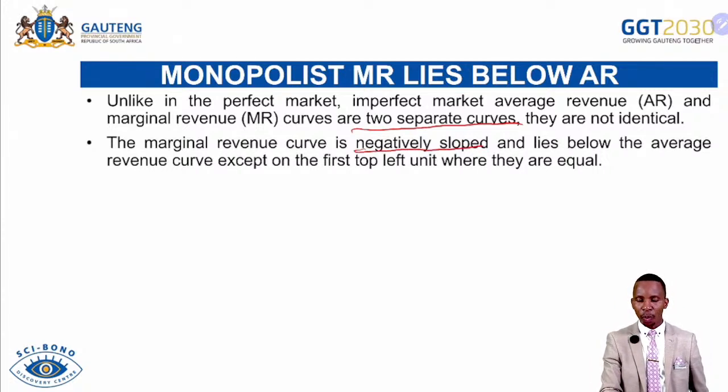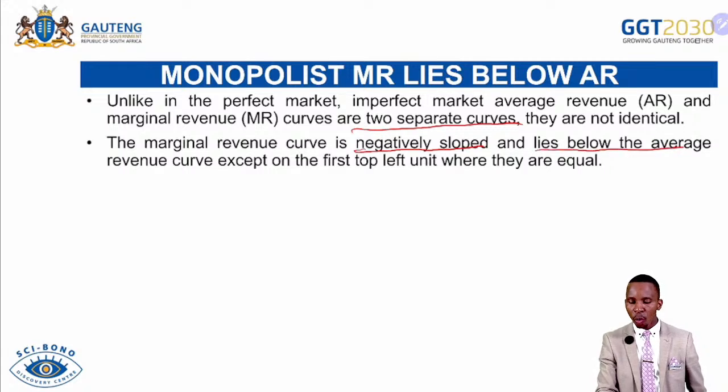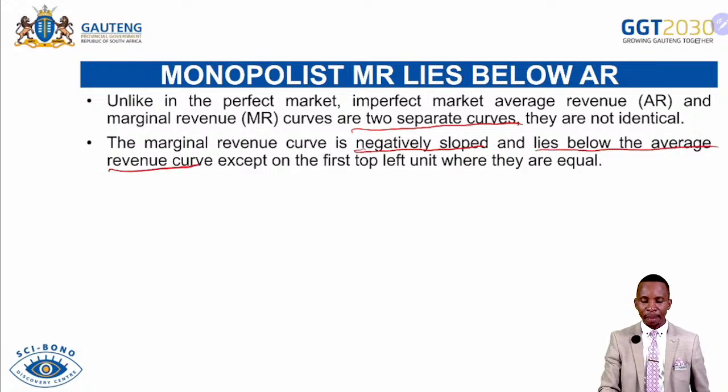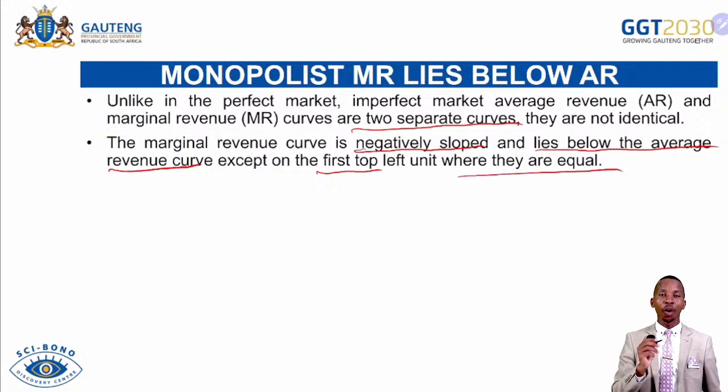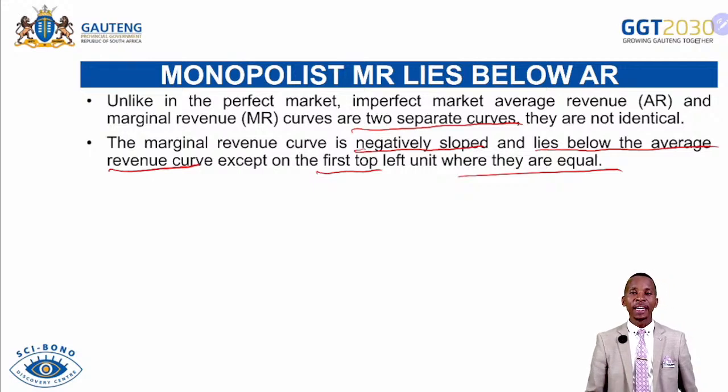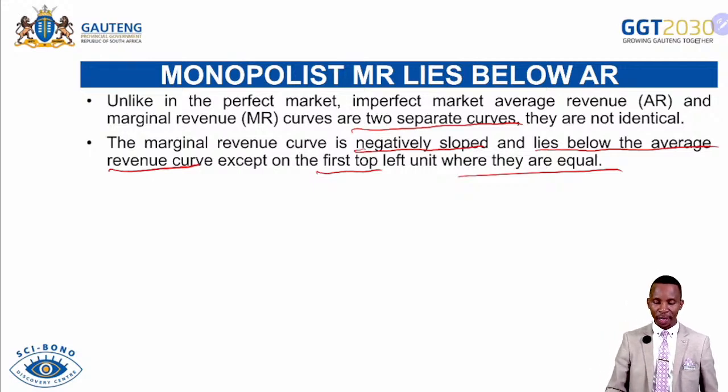It is sloping downward and lies below the average revenue curve, except on the first top left unit where they are equal. On the first top left unit, they are all equal, but as they go down, sloping down, they separate. They are both downward sloping.